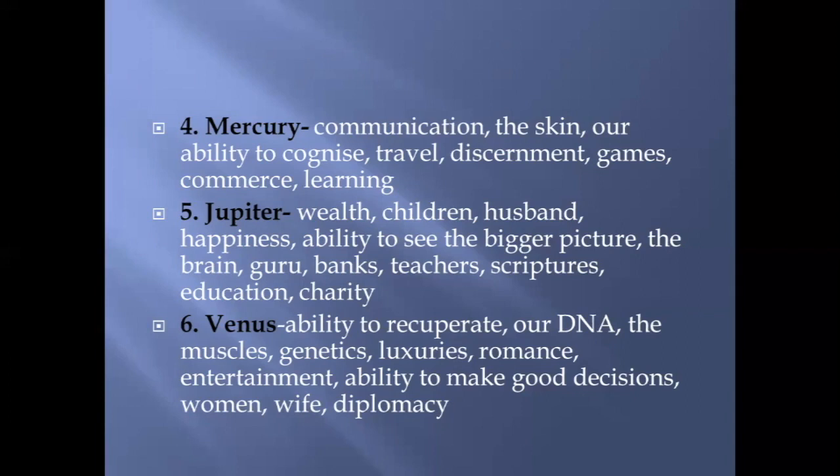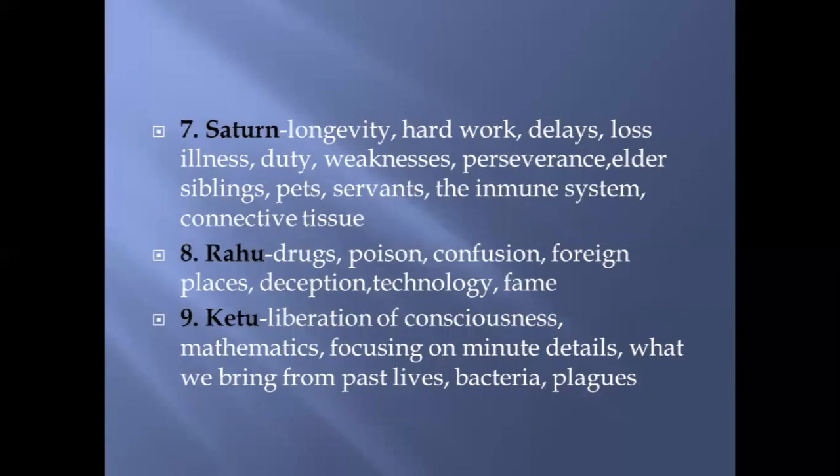Venus is our ability to recuperate our DNA, the muscles, genetics, luxuries, romance, entertainment, ability to make good decisions that lead to higher fulfillment. Women, wife, diplomacy, love. And these are just some of the indicators for the planets. Saturn can represent longevity, hard work, delays, loss, illness, duty, weaknesses, perseverance, endurance, elder siblings, pets, servants, the immune system, connective tissue. That would be for medical astrology.